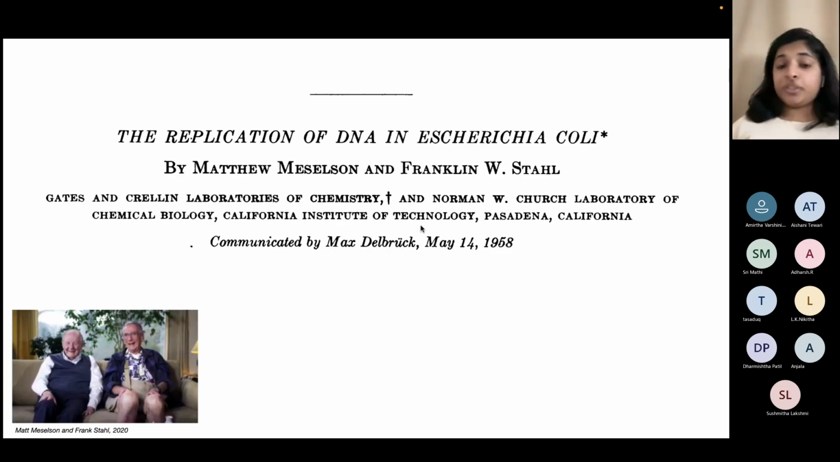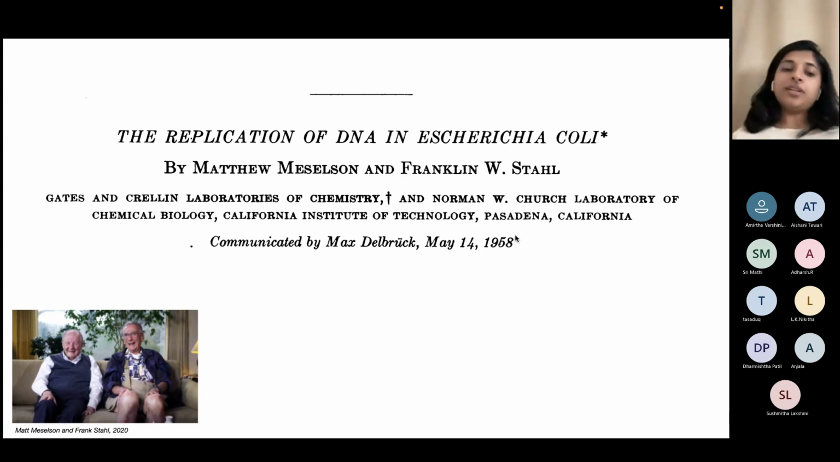Then we will move on to discuss this experiment that was conducted by Meselson and Stahl that we've all studied right from school. In fact, this experiment is known as the most beautiful experiment in biology because it is a very simple, elegant experiment that conclusively proved the model of DNA replication. This is again a paper that is very early on in biology research. It was published in 1958.